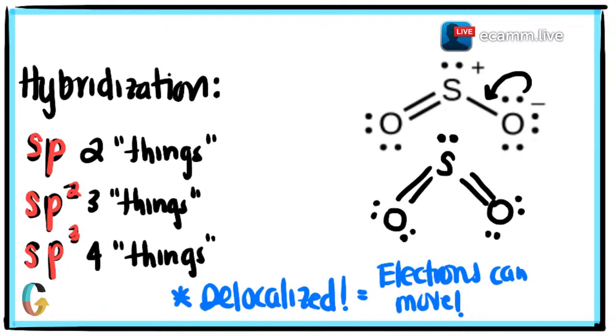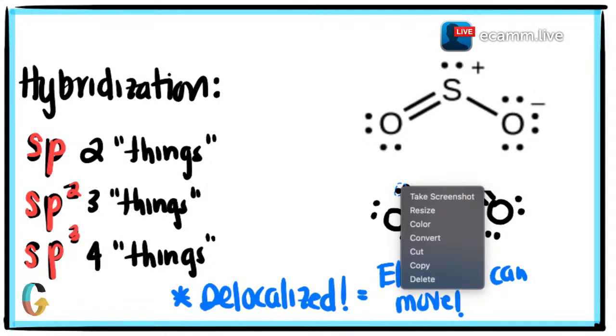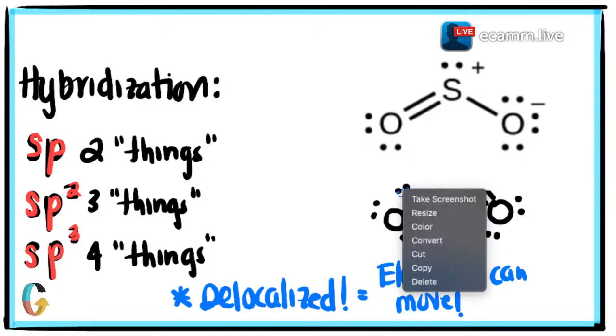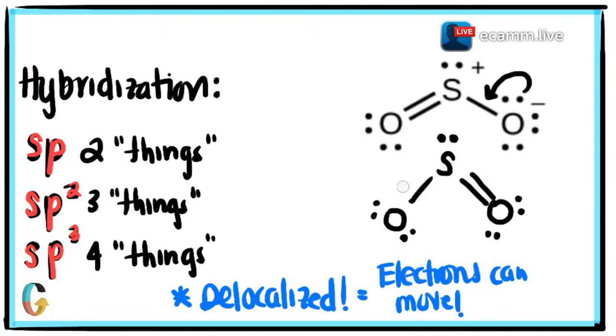So these electrons that were in this bond, right? Remember, there were two electrons here. These are going to go, let me do it like this. I was going to do a little move, but basically, these electrons now go over here.